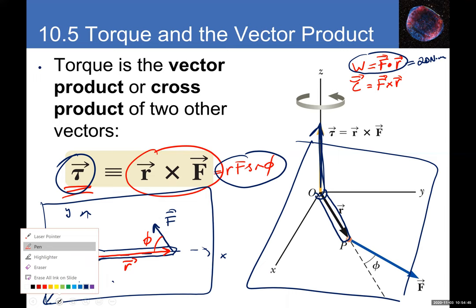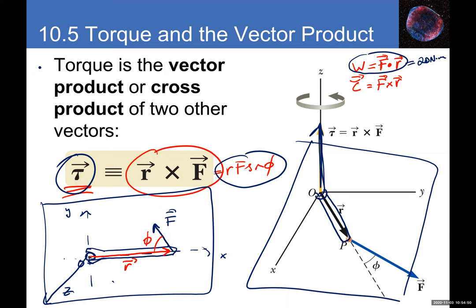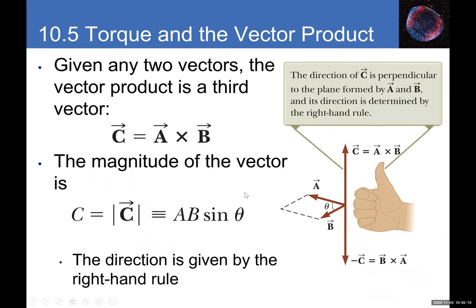Now, that's why it's a little bit more complicated to find it and also to calculate it, because we have to do two things. First, we have to calculate, let's say, R F sine phi, and then we have to use what we call the right-hand rule to get the direction of the torque, of the resultant. But it's not necessarily that difficult to do once you get comfortable with it, once you practice a little bit.